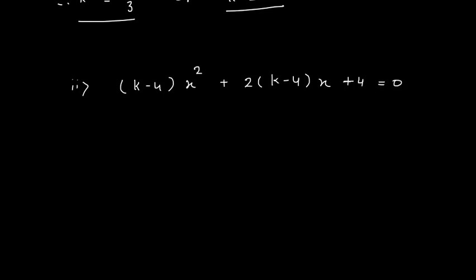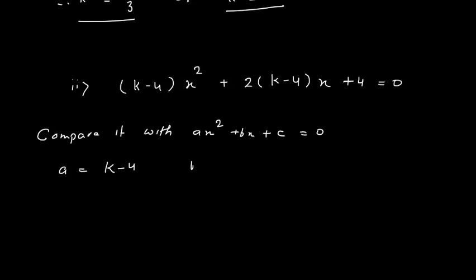Okay. The next question is (k minus 4) into x square plus 2 into (k minus 4) into x plus 4 equal to 0. So we have to find the value of k for which this equation has equal roots. So again here we compare it with ax square plus bx plus c equal to 0. We get the value of a as k minus 4, the value of b as 2 into (k minus 4), and the value of c as 4.